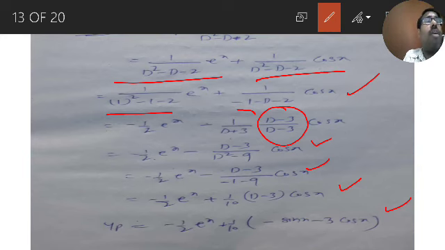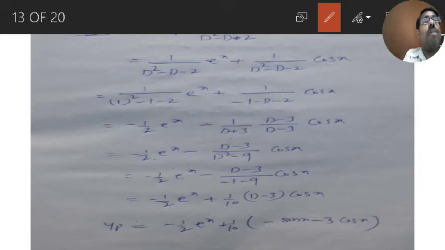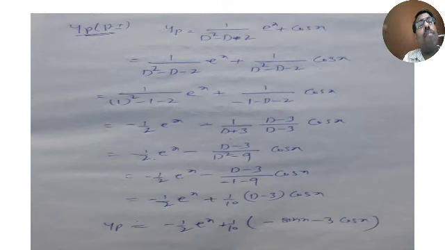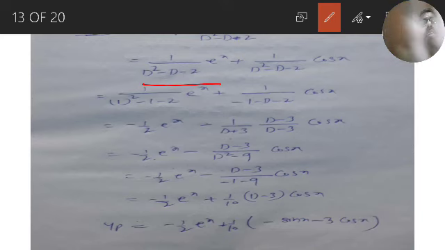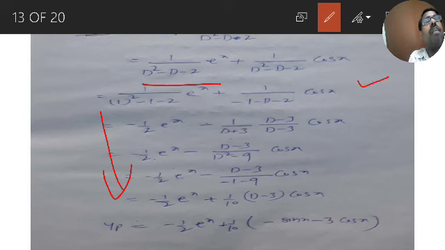We got yp. Are you getting, guys? So this is a method. Two methods are there, for e power of x and cos x. So the first method, very easy, at place of d substitute 1, you get the answer. And the second method, at place of d square must be replaced by minus a square.